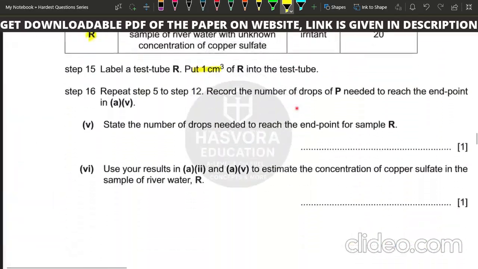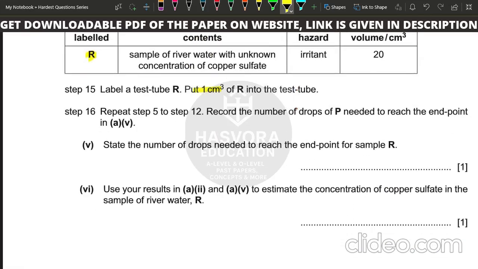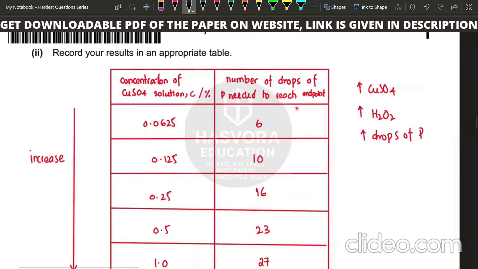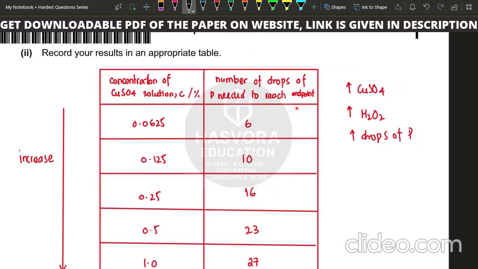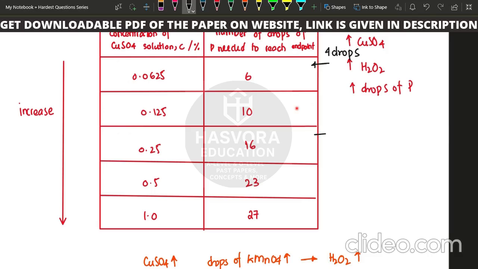Now they're saying to record the number of drops needed to reach the endpoint. Let's suppose we have 4 drops. Now you have to compare and see where we are actually having 4 drops. 4 drops will be lower than this. If we are saying 4 drops, it means the concentration is lower than that copper sulfate solution. And in case you got about 13 drops, it will be between these. So you just have to compare it according to your experiment.